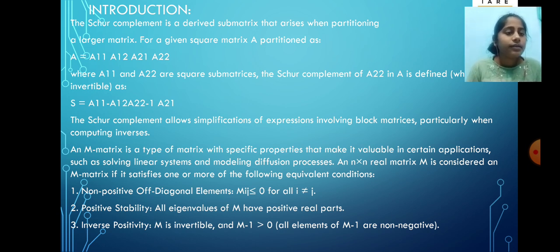An n by n real matrix M is considered an M matrix if it satisfies one or more of the following equivalent conditions. Non-positive off diagonal elements: M(i,j) is less than or equal to 0 for all i not equal to j. Positive stability: all eigenvalues of M have positive real parts. Inverse positivity: M is invertible and M inverse is greater than 0, that is, all elements of M inverse are non-negative.